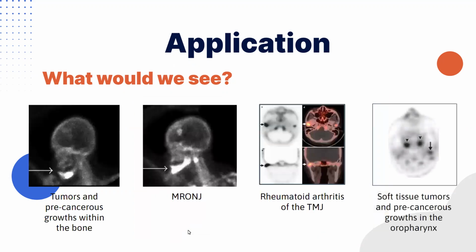In dentistry, the imaging is typically contained to the structures of the head and neck. Some examples of what nuclear medicine imaging can show us are tumors and precancerous growth within the bone, MRONJ, rheumatoid arthritis of the temporomandibular joint, and soft tissue tumors and precancerous growth in the oropharynx.